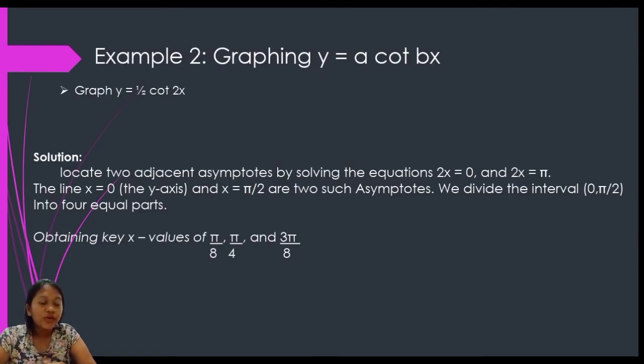Example 2. Graphing y equals a cotangent bx. Graph 1/2 cotangent 2x. This is the solution. Locate two adjacent asymptotes by solving the equations 2x equals 0 and 2x equals pi. The line x equals 0, which is the y-axis, and x equals pi over 2 are two such asymptotes.